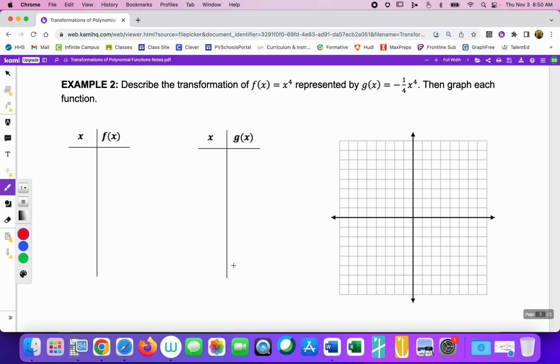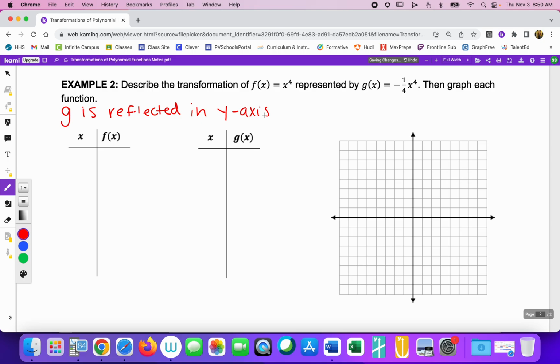So, our f of x function is x to the 4th on this one. G of x is -1/4 x to the 4th. What does the negative tell you? Reflected where? Reflected in the x-axis. So function g technically is function f, but you can say is reflected in the x-axis.